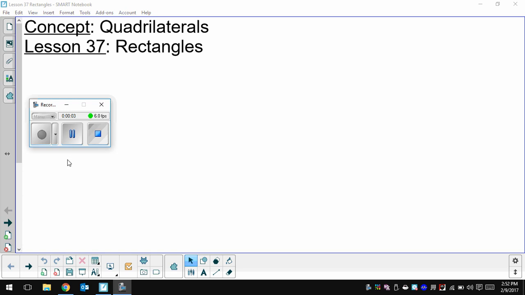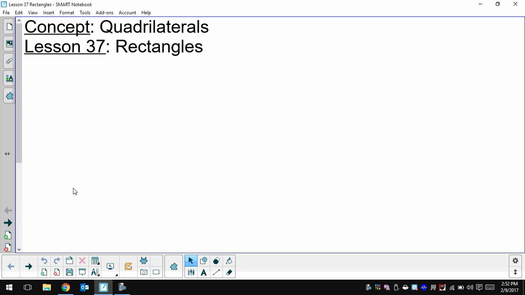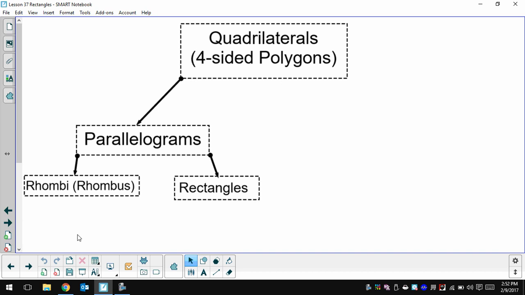Today we're going to talk about one more quadrilateral. It's also a parallelogram, specifically a rectangle. So we're adding to the family tree. So a rectangle is a parallelogram. It's also a quadrilateral, but it is not a rhombus.